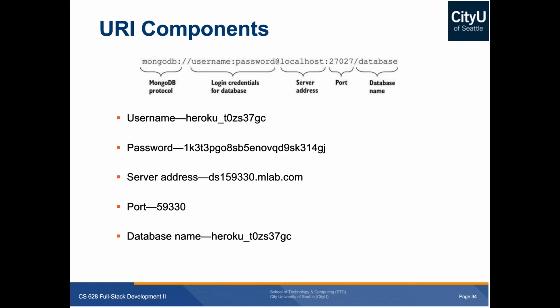And the URI components. This is the connection string. A connection string is just a term used when you need to connect to a database and you need to supply a string value so that you can connect to it. It would include the protocol, the credentials, server's address, port, and database name.